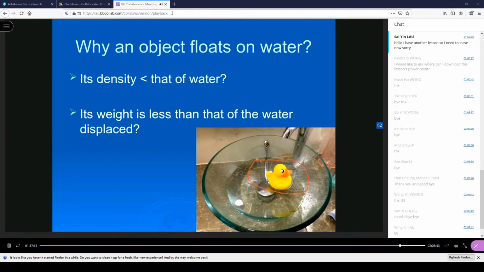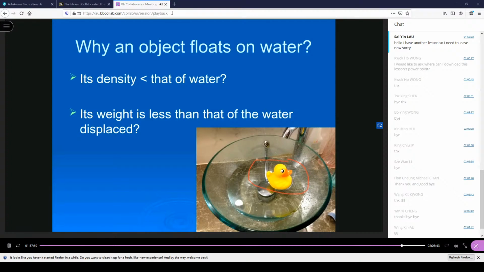Okay, so this is a tricky question. Why does an object float on water? Okay, any more responses? Now let's reveal the response. Now here, interesting. If the object has a density lower than water, it floats all the time. So I'm not asking about the rubber duck. The question is why an object floats on water. This question is not on the rubber duck.